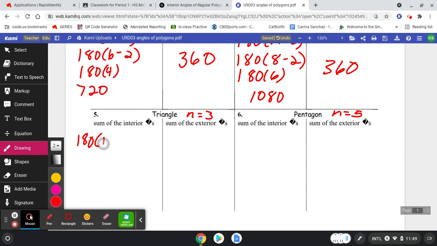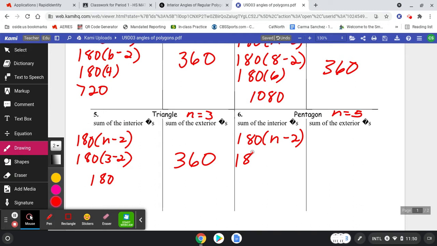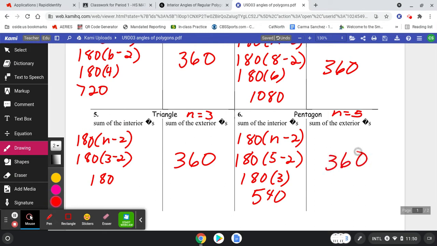Here we go. Hey, can't we only draw one triangle inside of a triangle? Yep, so that just equals 180. And then the sum of the exterior angles, it's always going to be 360, no matter the shape. Here we go, last one on the front side. I think that's just 540. And then sum of the exteriors is always 360. How'd you do on the front?